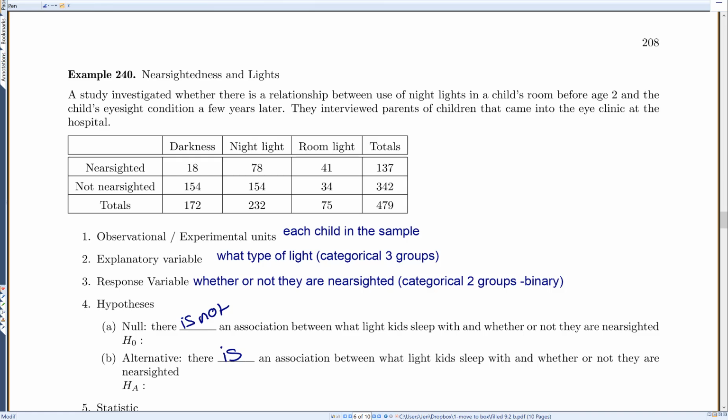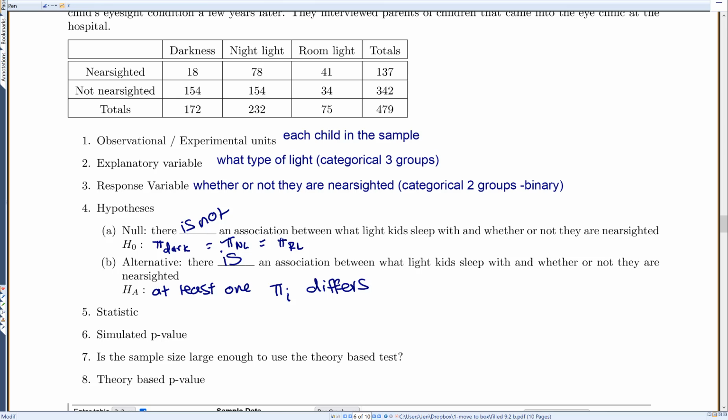Okay. Now let's practice writing in symbols. We could say something like, well, we know that the proportion should be the same for each group if there's not an association. So we do pi for the dark equals pi for the night light equals pi for the room light. Okay. So if the population proportions were all the same, that would mean there's not an association. The alternative then, well, what's the opposite of that? We could have one that's different from the others, or they could all be different from each other. And it's hard to write that out in symbols. So we just say that at least one of them is different. So at least one pi differs, or is different from the rest.